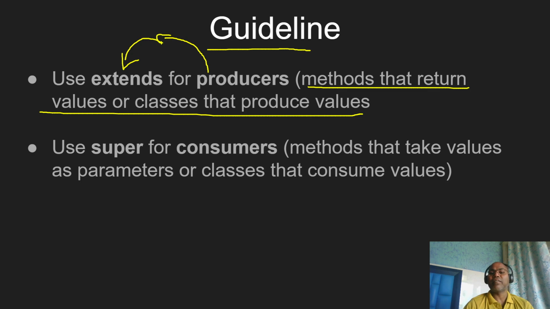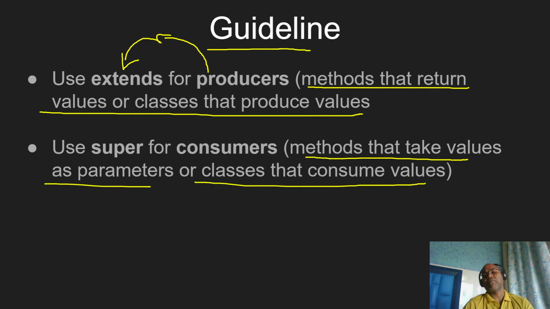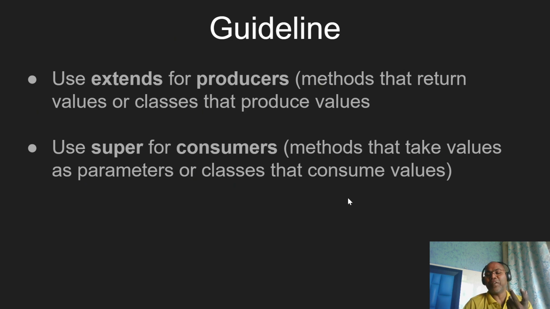Simple. Producer, extend. And if your methods take a value as a parameter, or are classes that consume values, for consumer you can use the super. So this is simple. If your class is receiving the value, you can use the super. If your class is producing the value, you can use the extend. This is a simple principle. And if we are aware of this simple principle, Java generics becomes so simple.